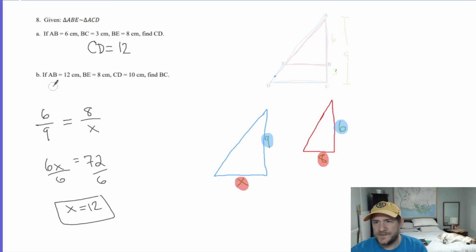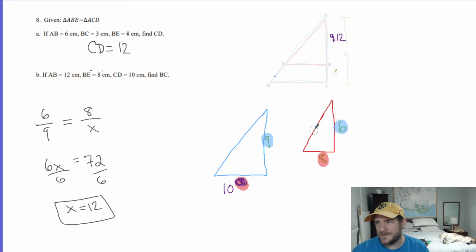Okay, now this problem is the same diagram, just different values. So our values are going to change. As we do part B, AB is now 12. So where this said 6, it should be 12. BE is now 8. BE is the bottom. So that's 8. That didn't change. BE was 8, BE is still 8. But they're saying CD is 10. So that means this is 10.